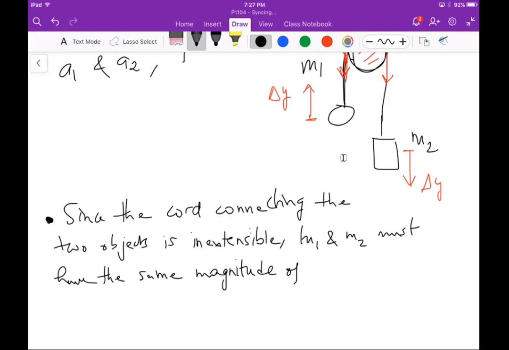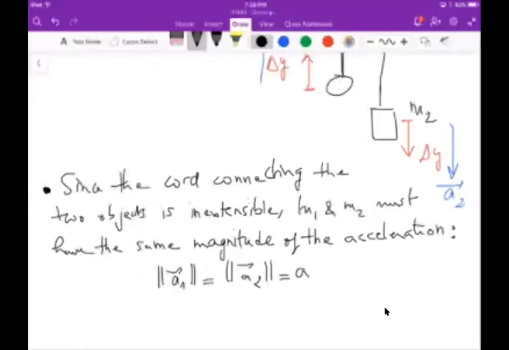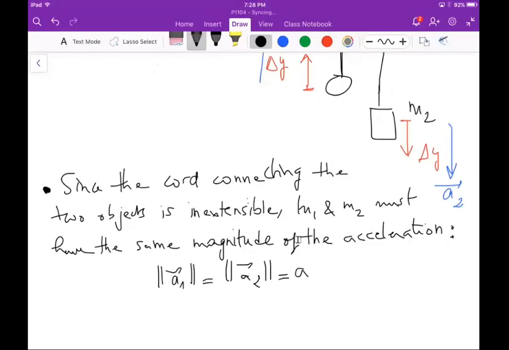But A1 is equal to A2 in magnitude, which we'll call A. So they have the same magnitude of acceleration, so we can write down that the magnitude of the acceleration A1 is equal to the magnitude of the acceleration A2, that is equal to A. Okay, so that's number one.